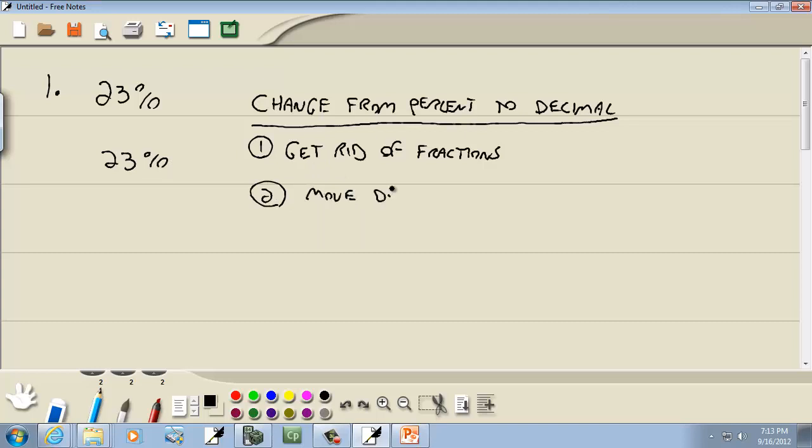We're going to move the decimal point 2 places to the left. Now if I were to put a decimal here, we just have 23, the decimal point would be right there. And move it 2 places to the left, so move it over there, and our answer will be 0.23.